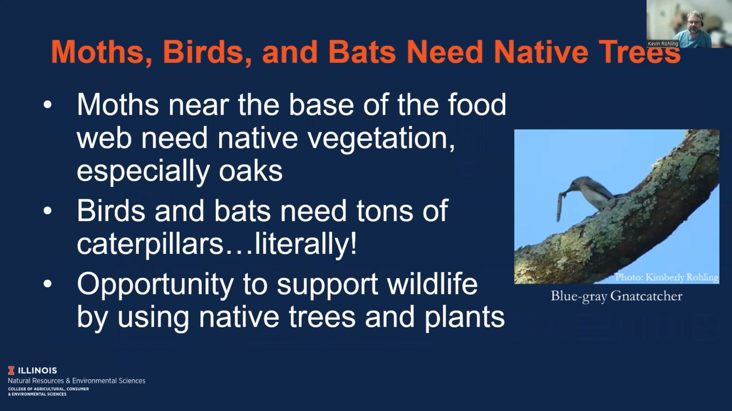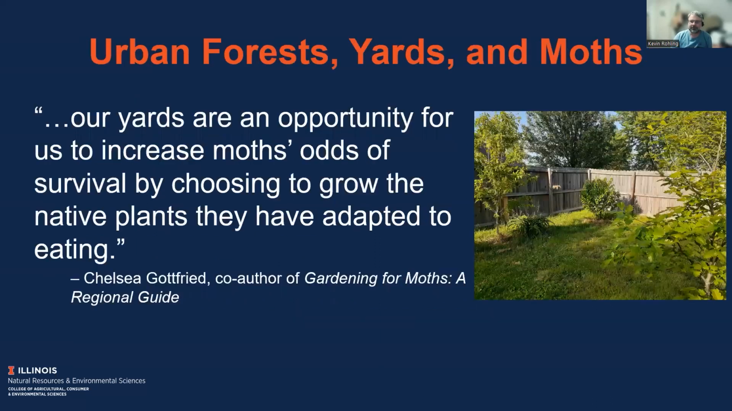So just to summarize, moths are near the base of the food web and need native vegetation, especially oaks. Birds and bats need literally tons of caterpillars. And this is an opportunity to support wildlife by using native trees and plants in your space. So not to forget urban forests, yards, and moths.